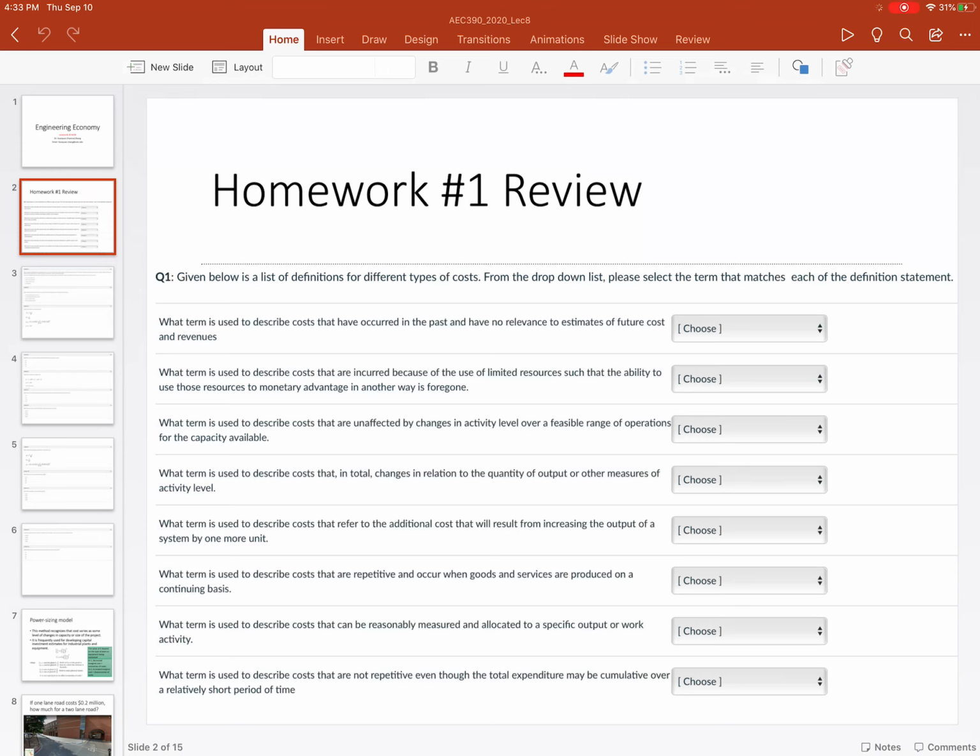So the first question is, okay, for the given descriptions, can you tell what type of cost it is? Okay. So the first one.